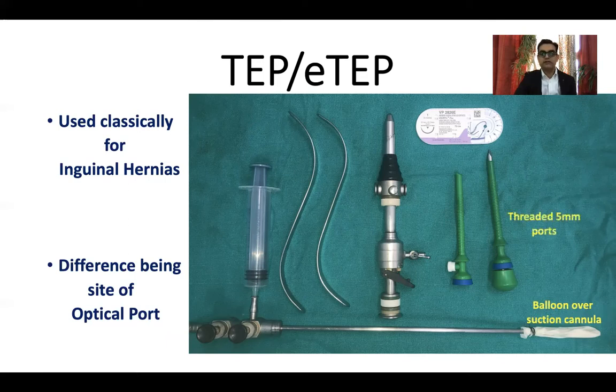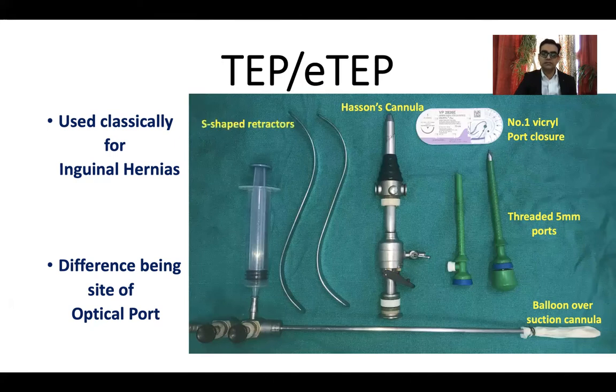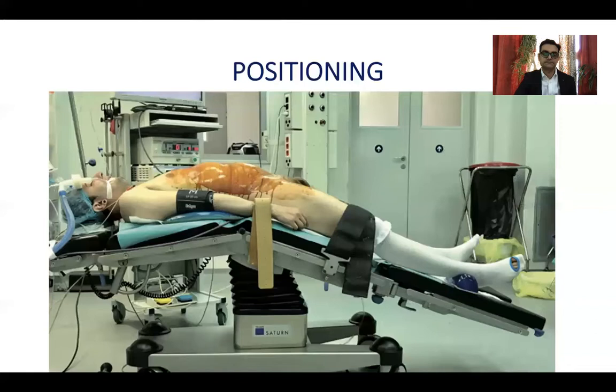We prefer to have threaded 5 mm ports with low profile, that is the head end should be very small so that there's no clashing of instruments. The number one port closure vehicle, that is 2826, is the best for this because it has got a very short and stout needle, and Hassan's cannula, which has got fixation struts on the side so that the port doesn't move in and out, and the S-shaped retractors, which are very handy in creating this extraperitoneal space.